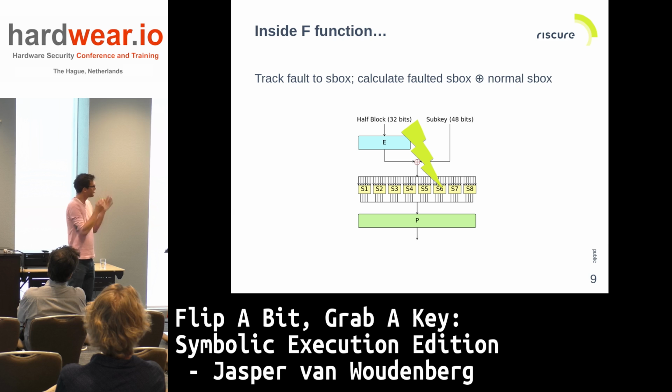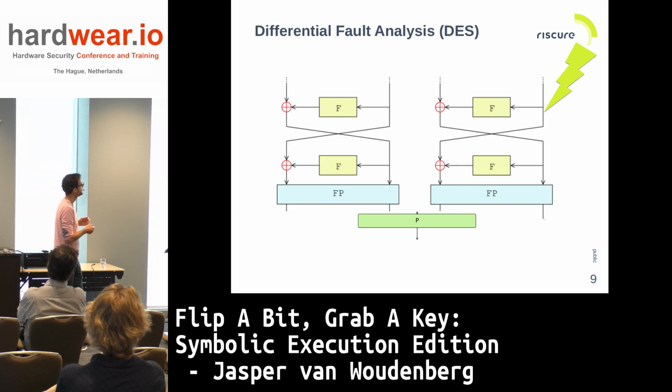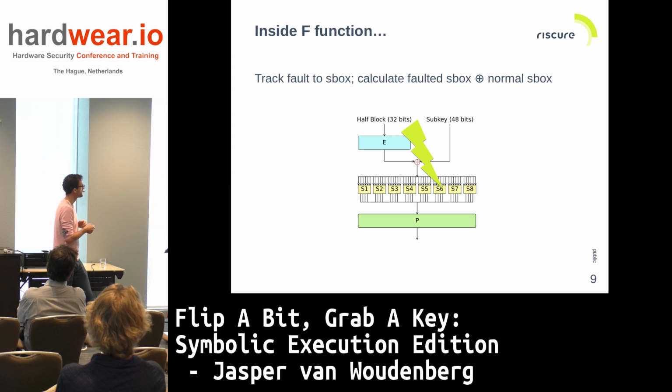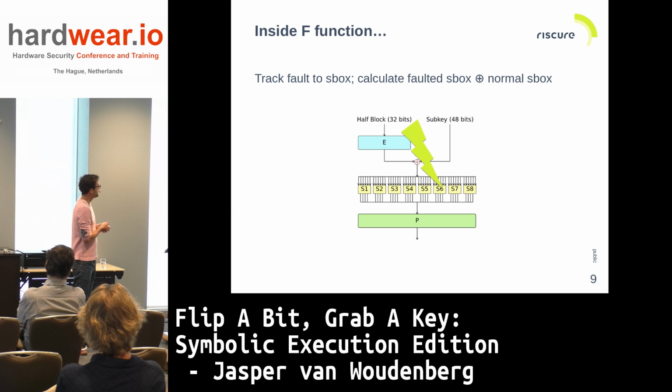What I'm trying to make you understand is you can track this fault through an f function. This is what the f function looks like. And you can find out exactly which bit from the output you have. You can see which bit in an Sbox was affected. And if you look here, you have one of these Sboxes. It has an input of 6 bits, which corresponds to exactly 6 bits of a key.